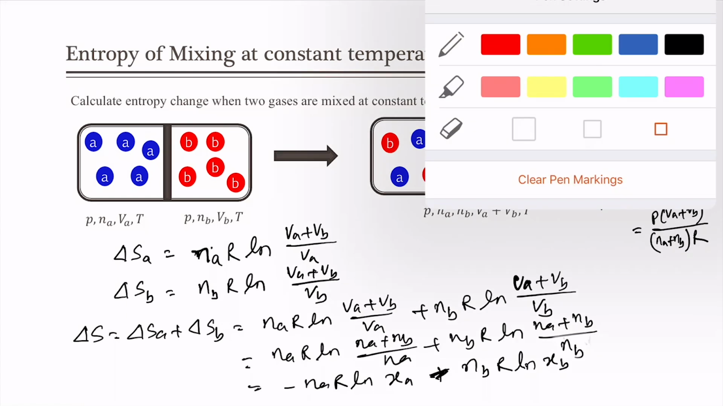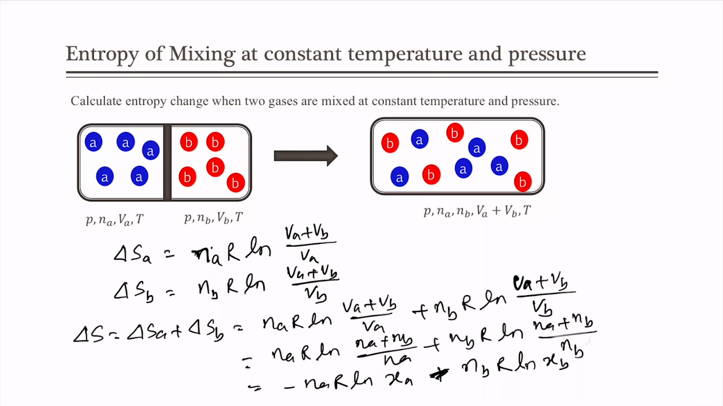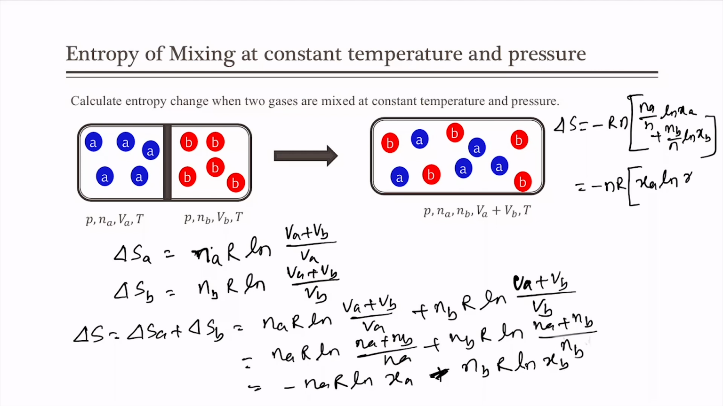Let us remove this part and write it here, that ΔS then. Now, let us take R common, minus R common, and also take n common. We will get n_A/n, which is of course the mole fraction, ln X_A plus n_B/n ln X_B. Now, n_A/n is also X_A, right. So minus nR, I am just simplifying it, (X_A ln X_A + X_B ln X_B). So, that is the entropy of mixing formula.